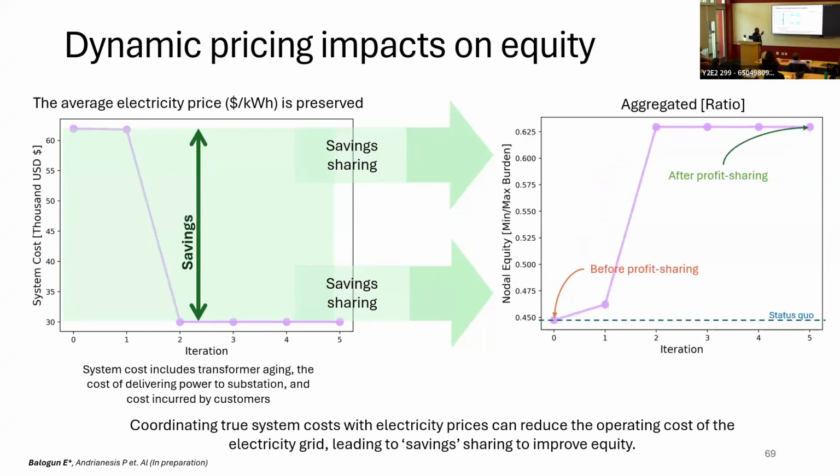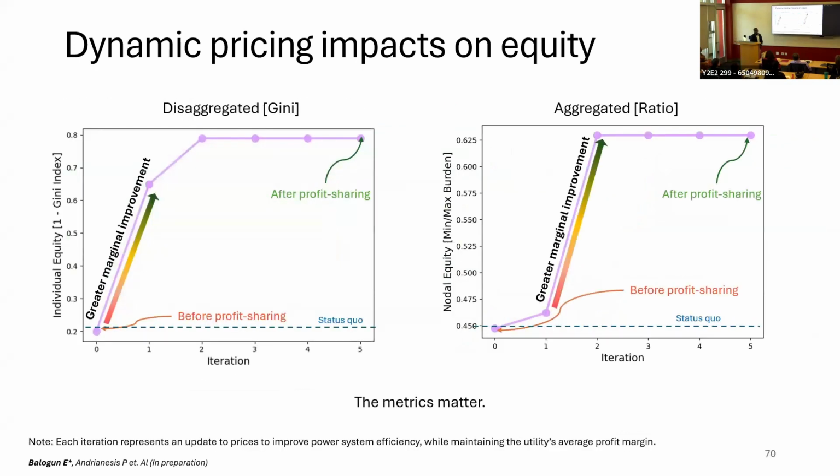And we see the same thing for a different metric as well. So this is the aggregated metric. We see that it also increases for the aggregated metric. However, there's one thing I wanted to point out, which is that the metrics actually do matter. So the left is the disaggregated individual equity. The right is the aggregated nodal equity. And what you see here is that the marginal improvements you get at each iteration is different.